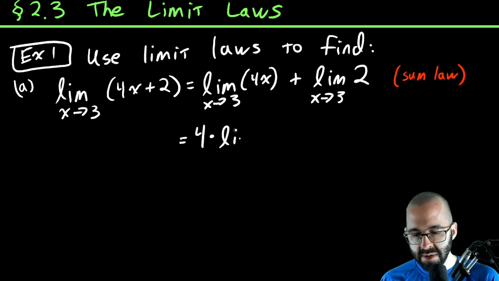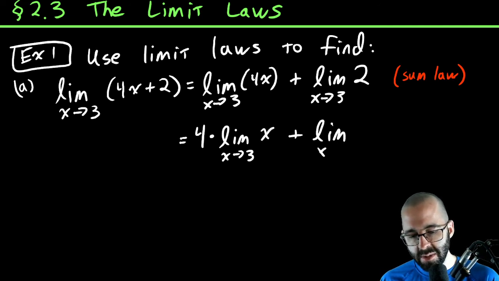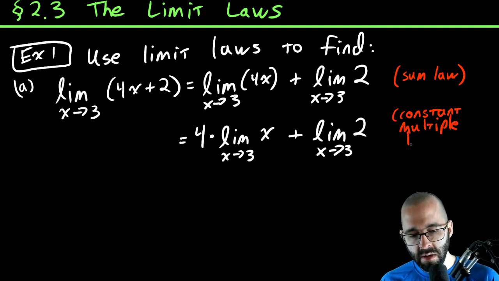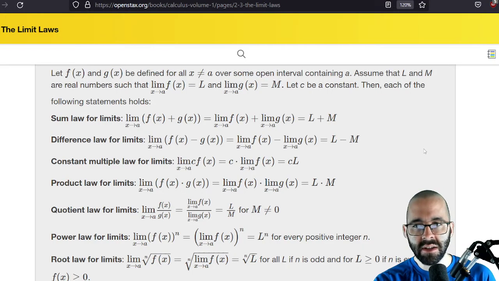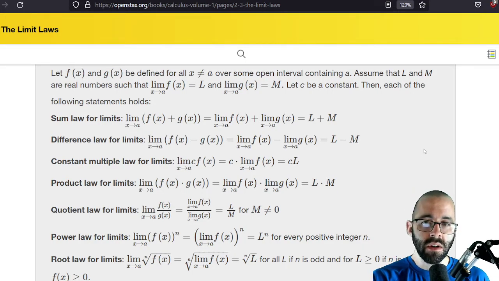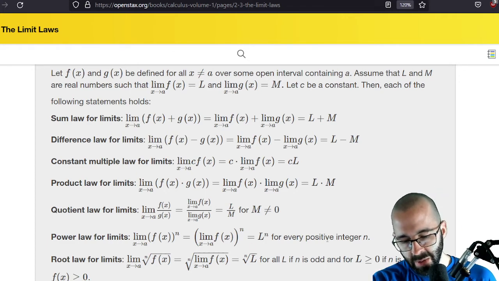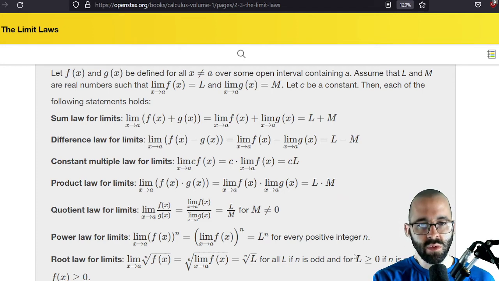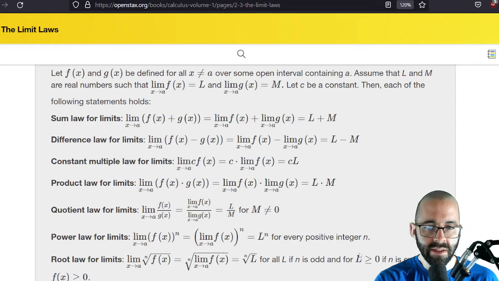So this is going to be 4 times the limit as x approaches 3 of x plus the limit as x approaches 3 of 2. And again, that's the constant multiple law. And make sure whenever you're using these laws that you have this handout or the book open, and make sure, especially in these later cases, that we're not running into any troubles. We're not dividing by 0, we have positive integers, or we're not dealing with radicals that are resulting in non-real quantities.